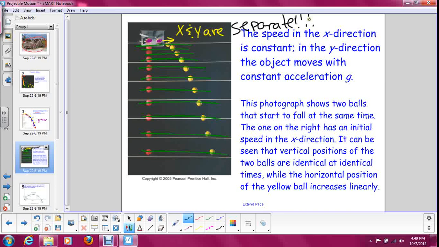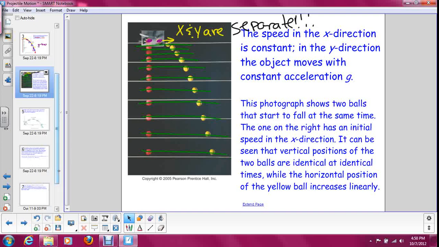If you try and solve projectile motion problems with the x's and the y's mixed up, or trying to solve them together in the same kinds of equations, you are doomed to fail. Always, always, always keep x and y separate.